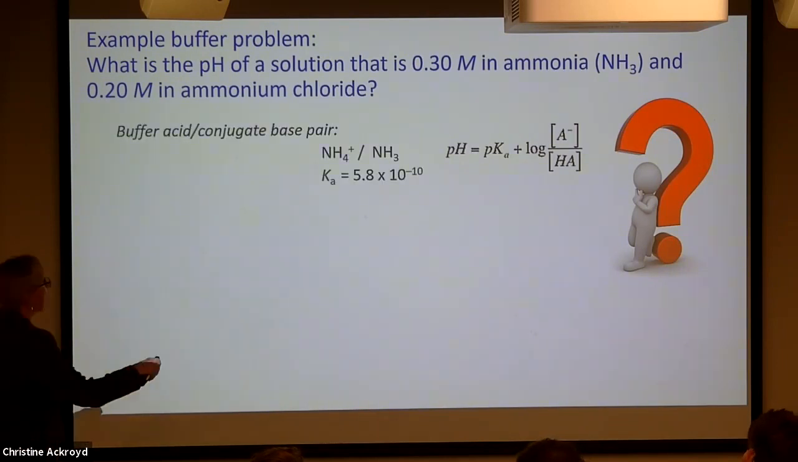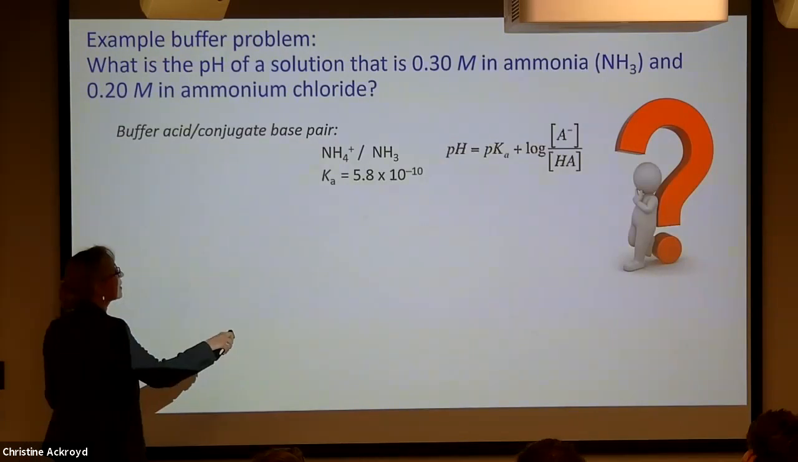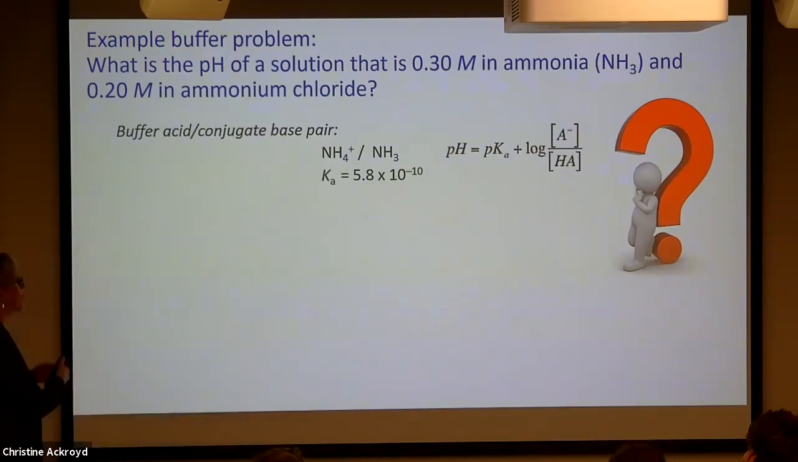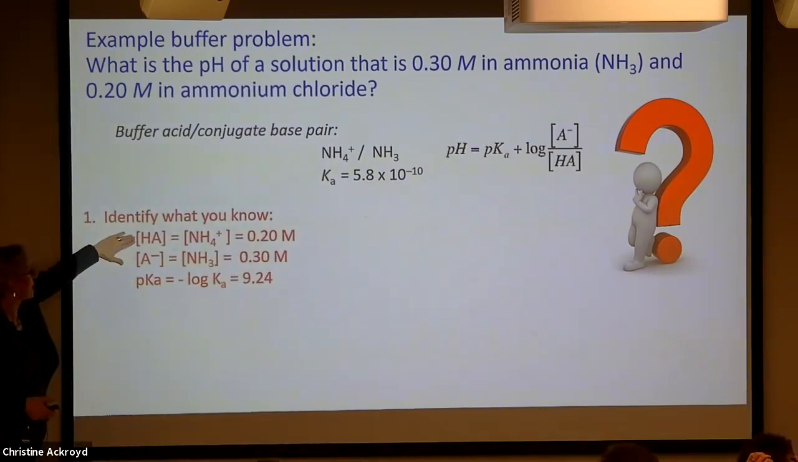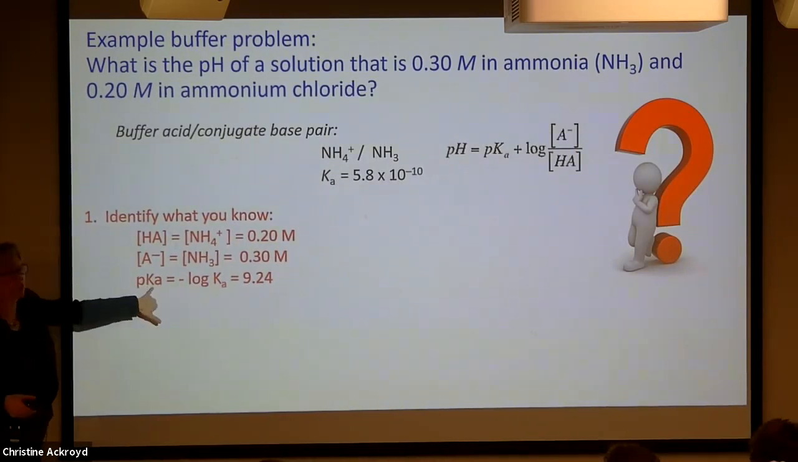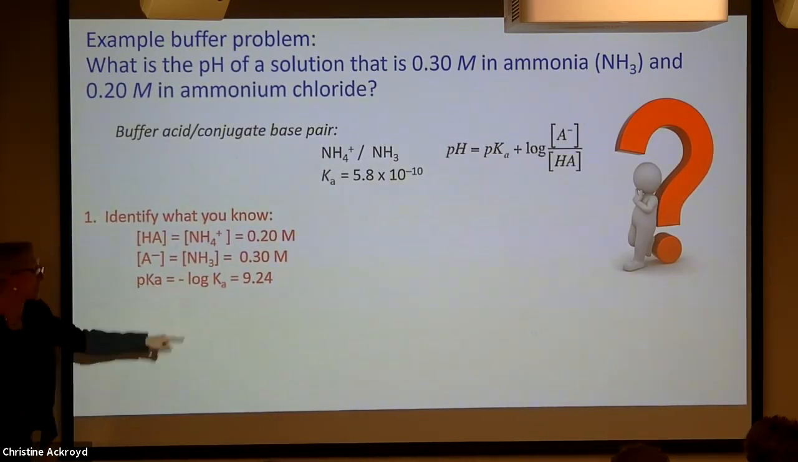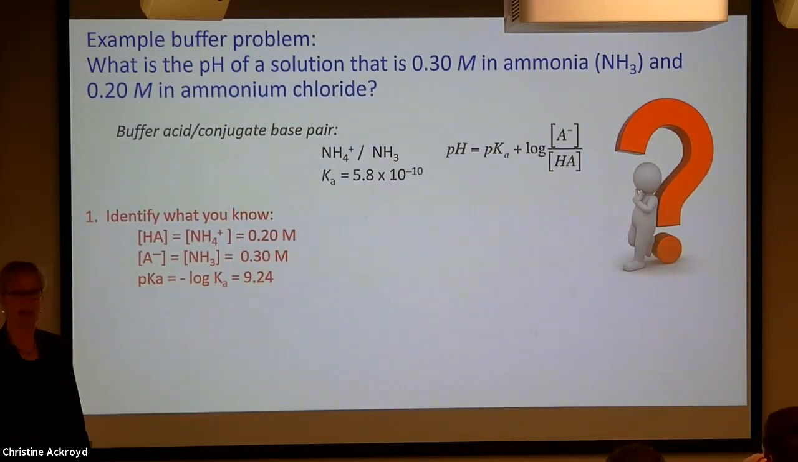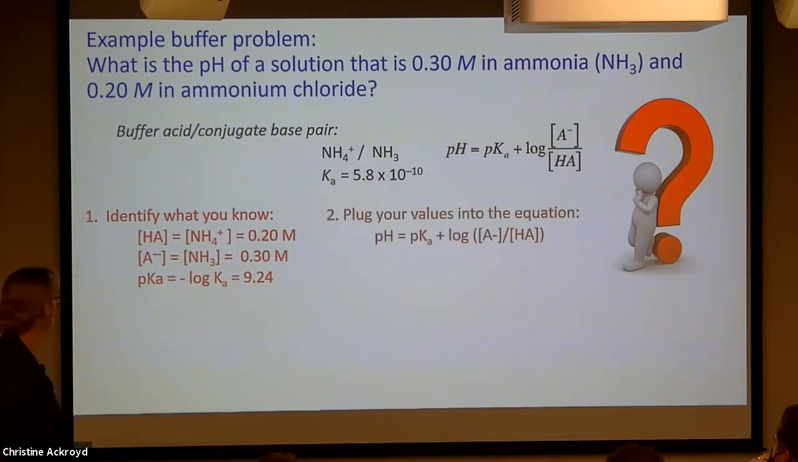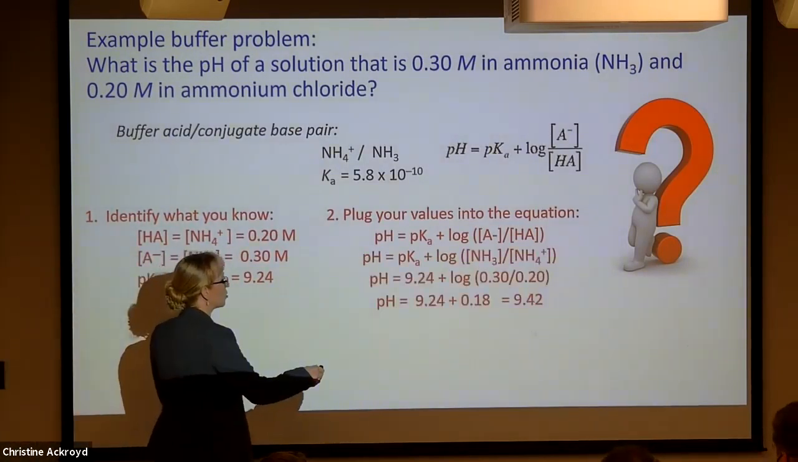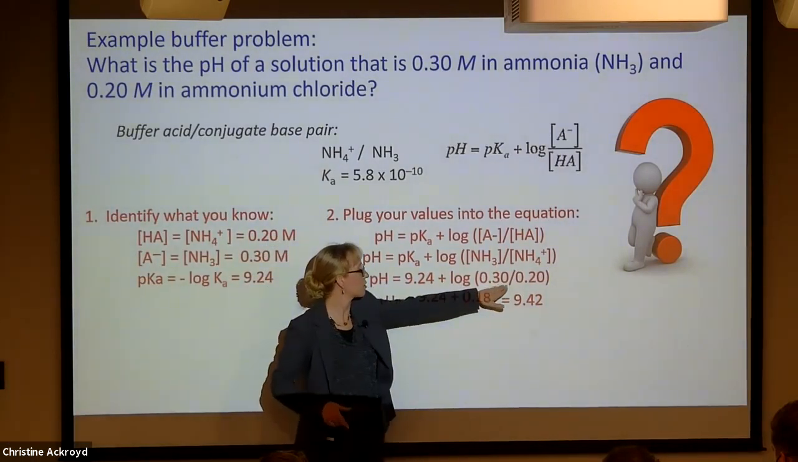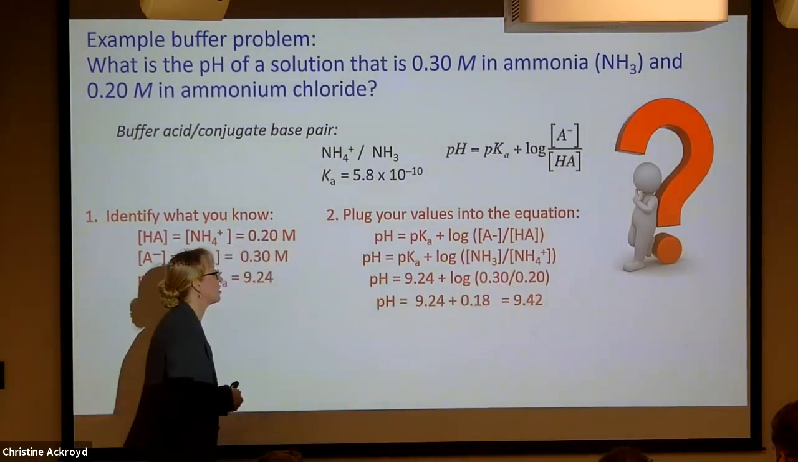Okay, so our buffer pair is ammonium, that's the acid, ammonia, that's the base. We know what our Ka is because we can look it up on the pKa table. So we know what our acid concentration is, we know what our base concentration is, we can calculate the pKa, it's 9.24. Okay, how do I solve for the solution pH then? Let's plug it into the equation. Okay, so you say the pH is 9.24 plus log of ammonia concentration divided by the ammonium concentration.